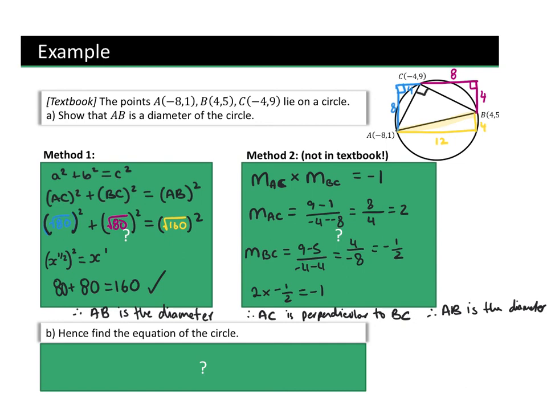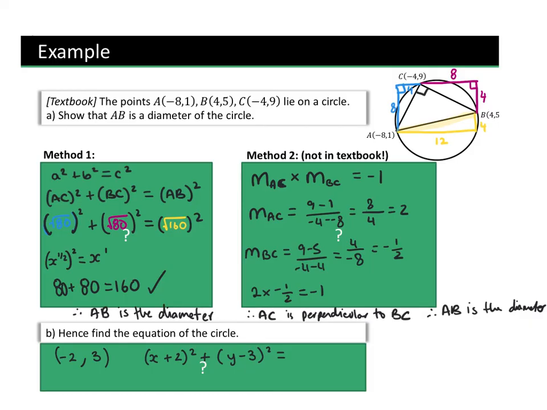Part B, hence find the equation of the circle. Well, if we know that AB is the diameter, the midpoint is going to be our centre. What is in the middle of -8 and 4? -2. And what is in the middle of 1 and 5? 3. So here are our coordinates. So I know it's going to be x plus 2 squared plus, not x, y minus 3 squared. And this is going to equal my radius squared.